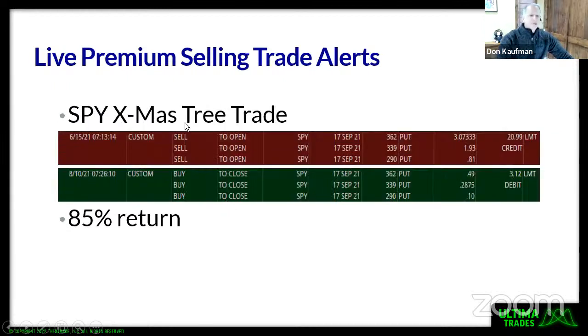And then when we started getting a little bit past the halfway point, a third of the way through, I started to up the learning curve. This is actually called a Christmas tree spread. The Christmas tree spread is done for a very significant credit. But the nice thing about the Christmas tree spread is that it has a built-in hedge to it. So we don't even need to go out and use a VIX vol spread. This has an internal hedge, 85% return.